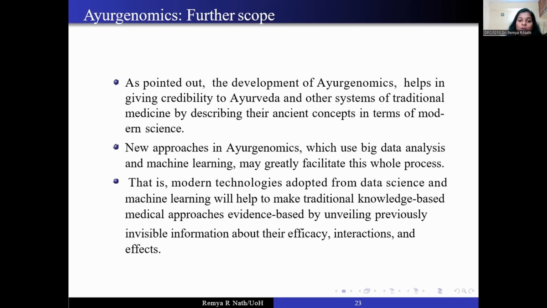That is, modern technologies adopted from data science and machine learning will help to make traditional knowledge-based medical approaches evidence-based by unveiling previously invisible information about their efficacy, interaction, and effect.